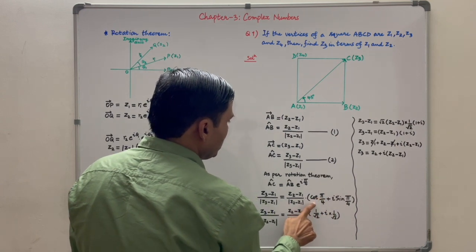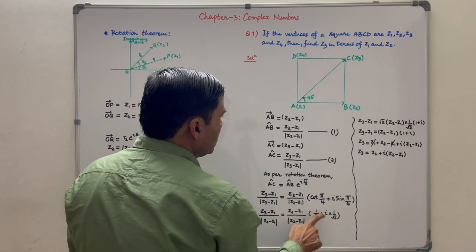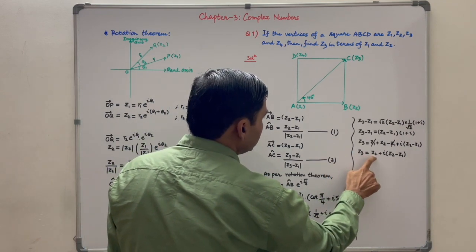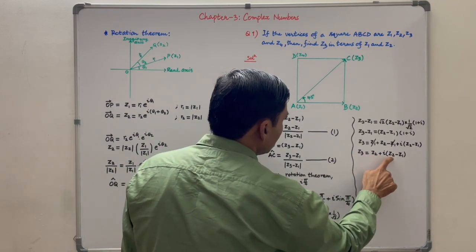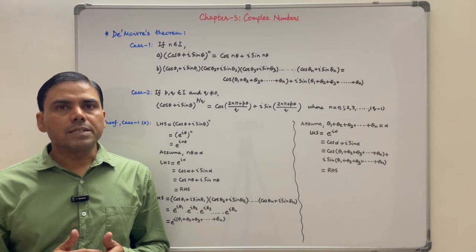Value of cos pi by 4 and sin pi by 4 is equal to 1 by root 2. So Z3 is equal to Z2 plus i into Z2 minus Z1. Now let us understand the De Moivre's theorem.